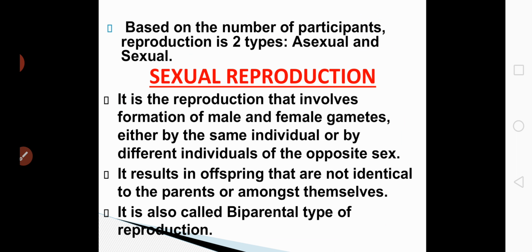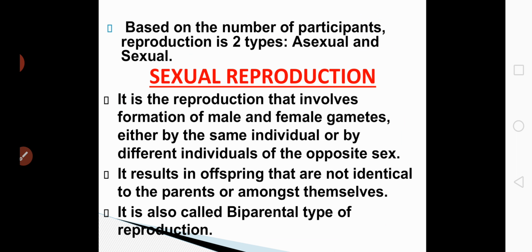Based on the number of participants, reproduction is categorized into two types. Once again I'll repeat, based on the number of participants, reproduction is categorized into two types. They are asexual and sexual. So coming to the first type, that is asexual reproduction. What do you mean by asexual reproduction? When offsprings are formed from a single parent, then the type of reproduction is called asexual.